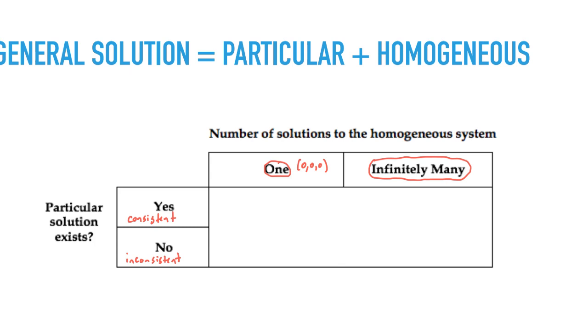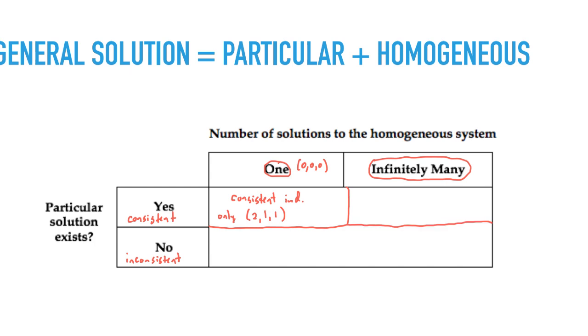If you have a consistent system and the homogeneous system has only one solution, we're in this box right here. And in this box right here, that's what we would call a consistent, independent system of equations, right? It's like the last example where only 2, 1, 1 works. Only 2, 1, 1, nothing else, because the homogeneous system didn't provide any new information and a particular solution existed.